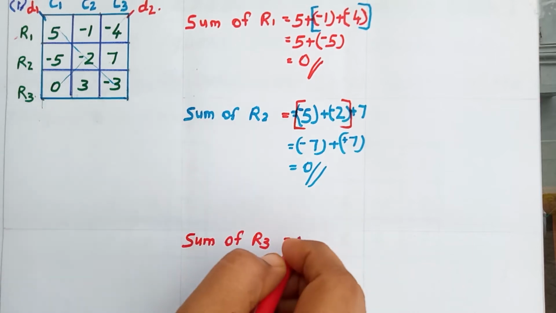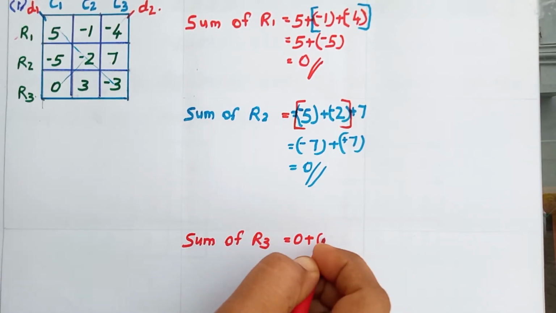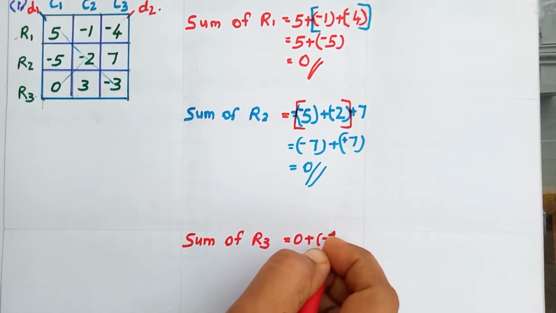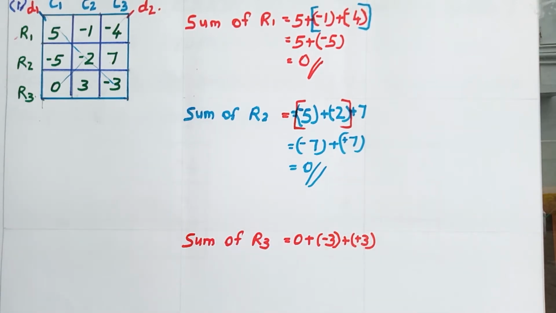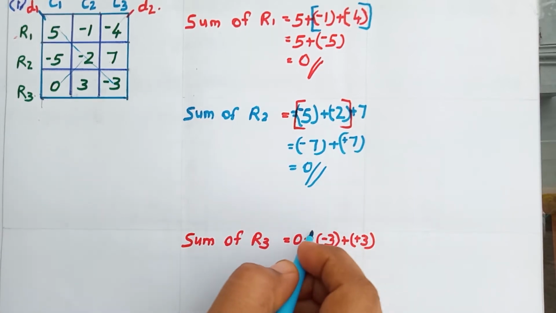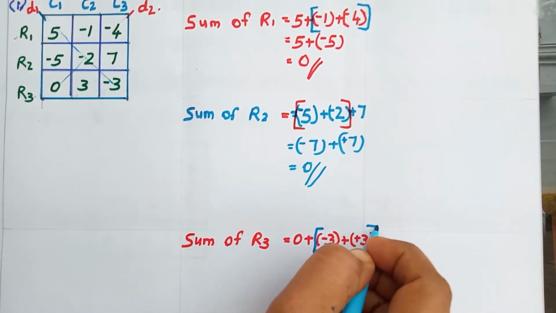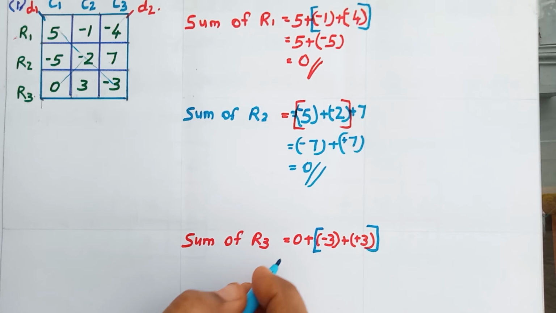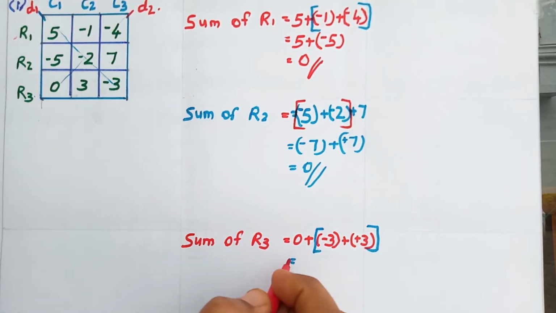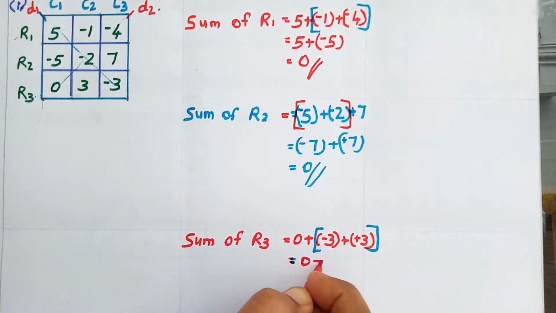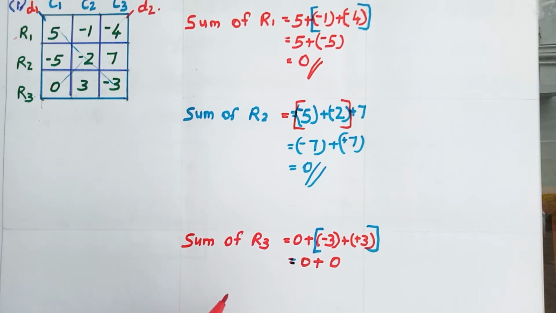R3 is equal to 0 plus -3 plus 3. Keep these two numbers in a bracket because after adding they will give us the value 0. So 0 plus -3 plus +3 will give us 0. 0 plus 0, again the answer is 0.